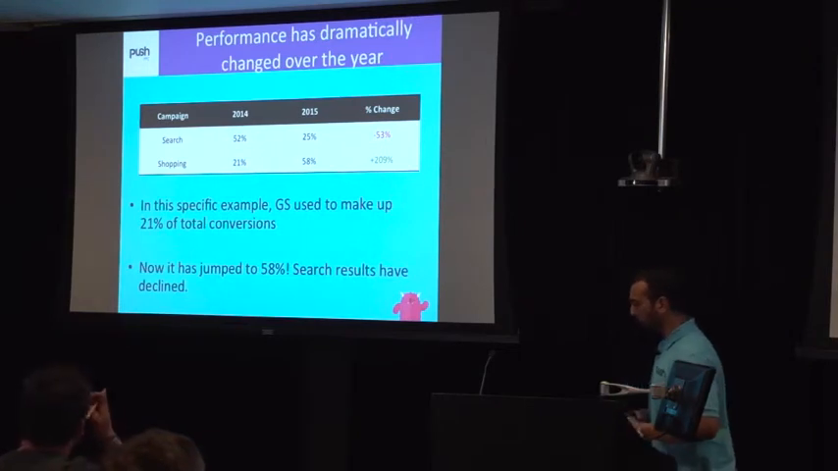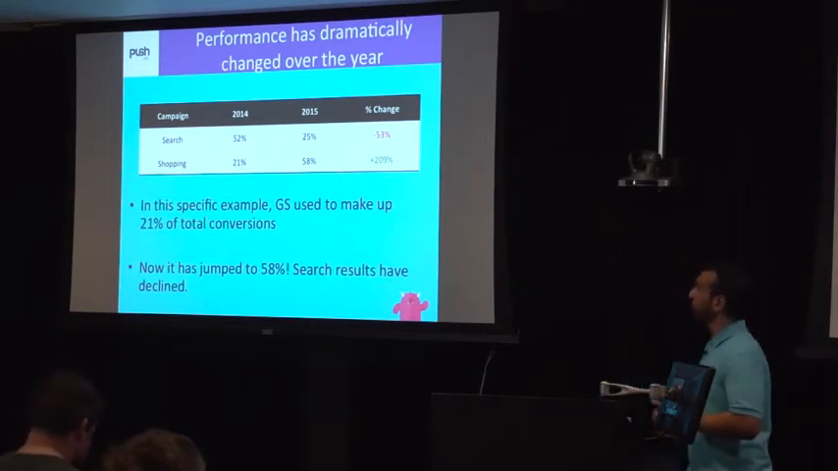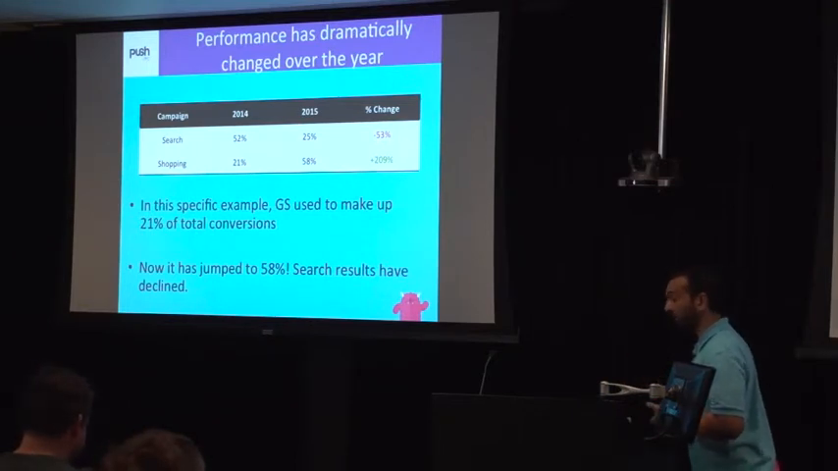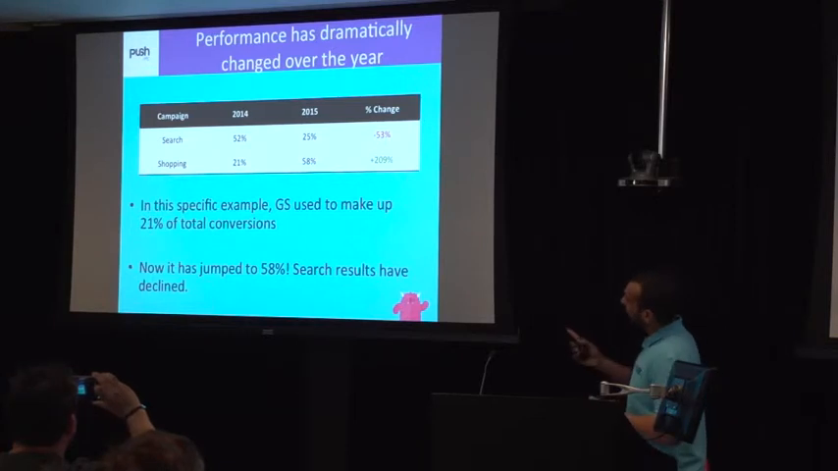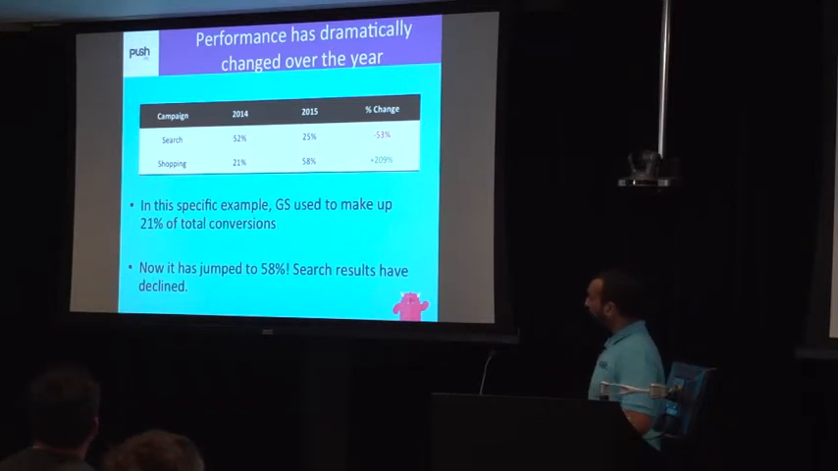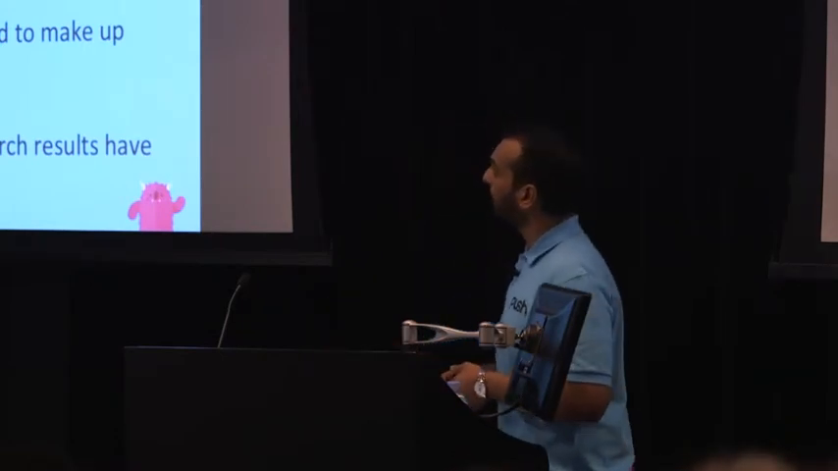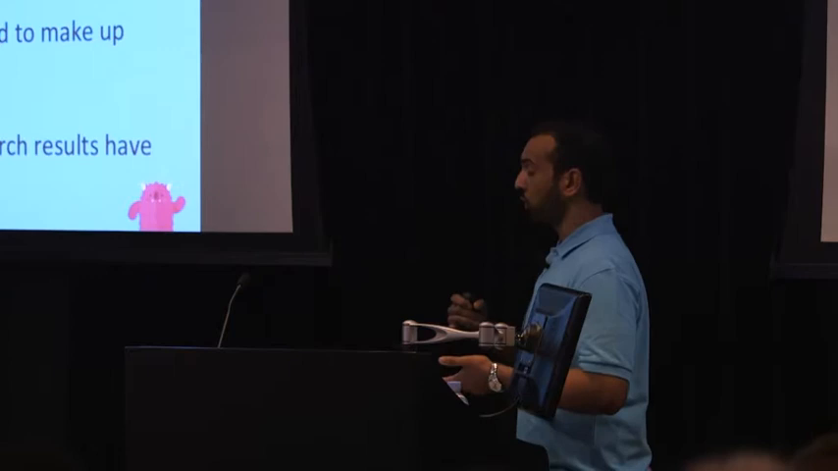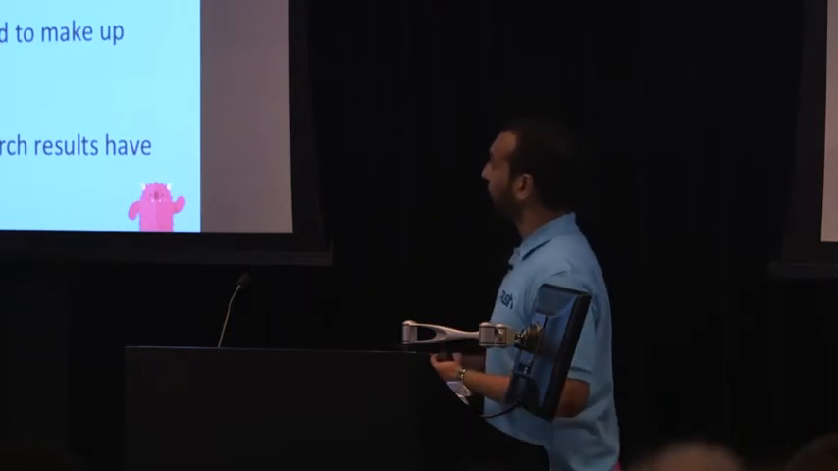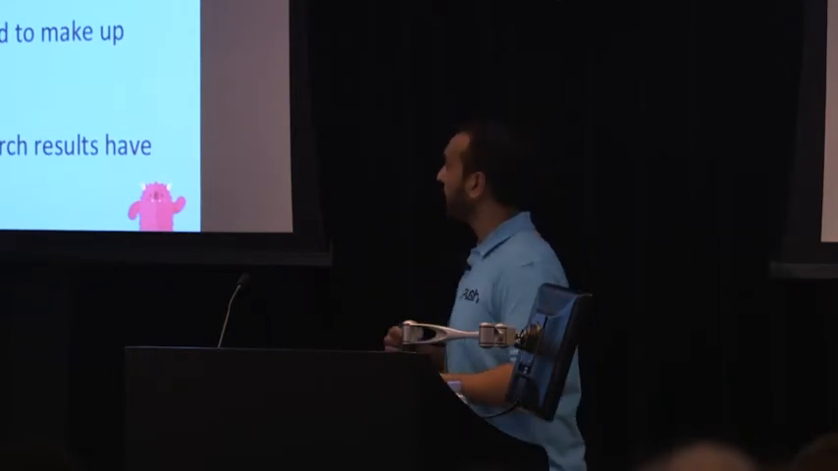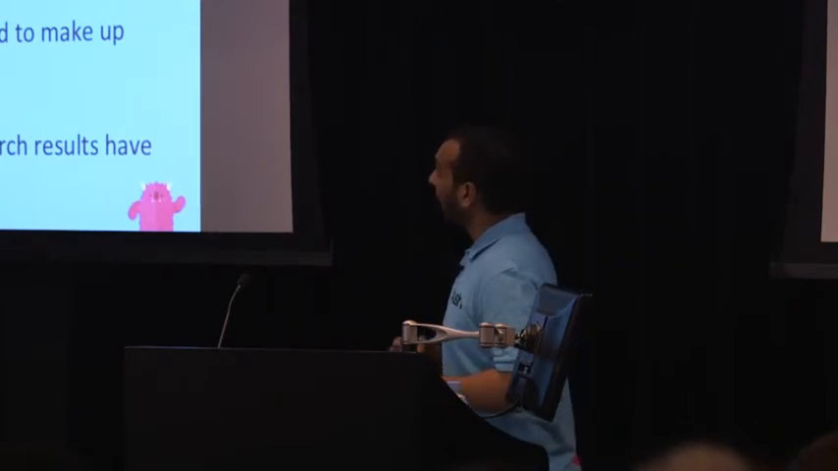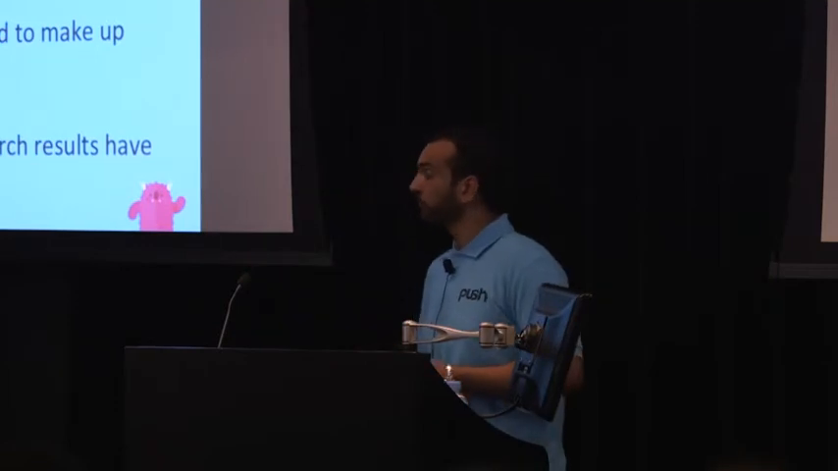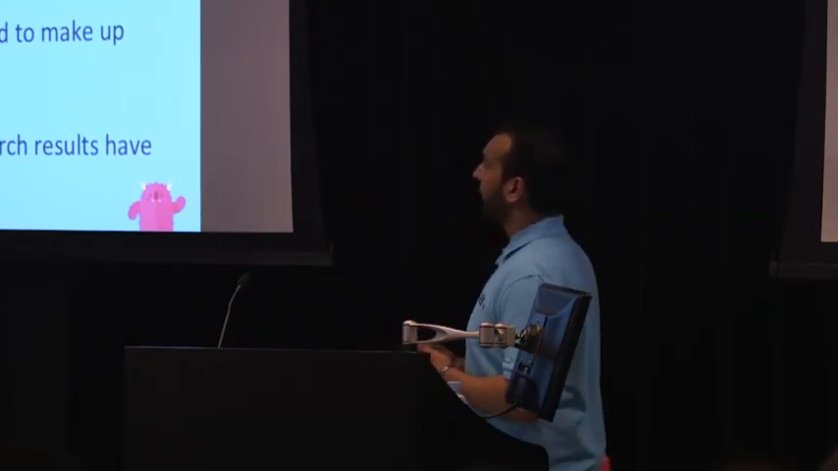So this is an example of how performance from a Google Shopping campaign has changed. The business sells cookware online. Just to go through these stats, we've got primarily two different types of campaigns running on the account: a search campaign and shopping. Now, in 2014, search made up 52% of performance, so 52% of sales. On shopping, only 21%. In 2015, though, this has changed.